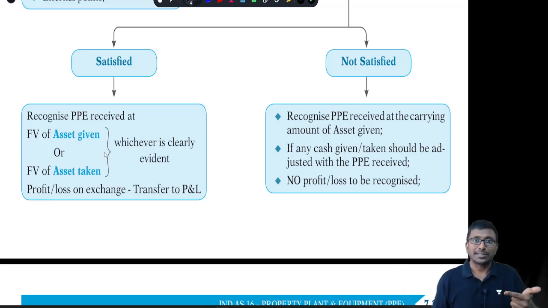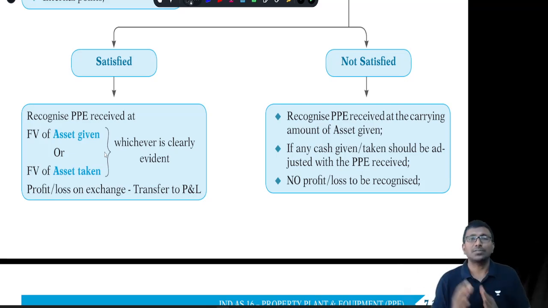Why? Because for initial recognition we are supposed to measure the PPE at cost. Cost is what you lost. What you lost is what you gave. What is the fair market value of what I gave? That is the cost really. That's why we will take it. Since you are removing one asset from your books and you are taking another asset, there may be some difference. That difference can be either profit or loss, which will be transferred to P&L.